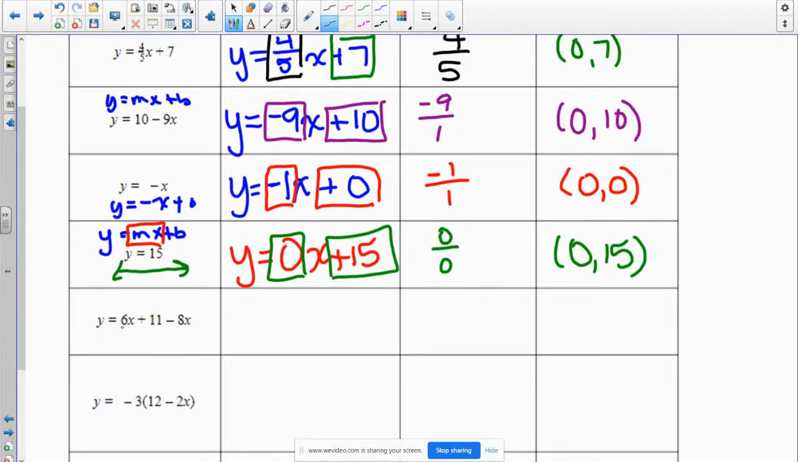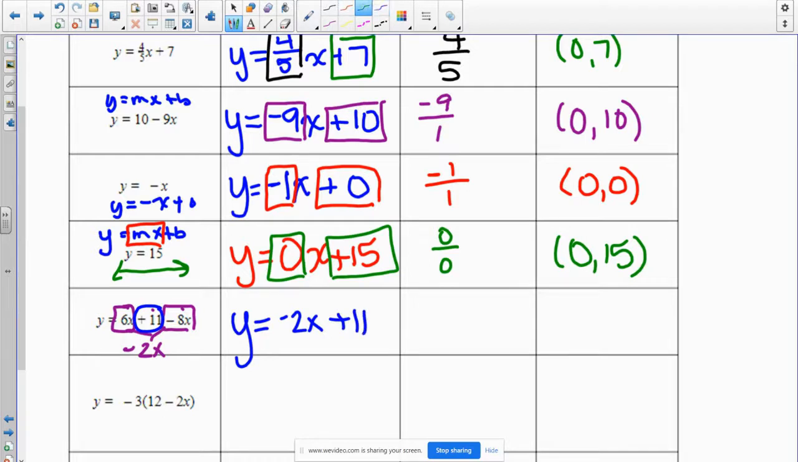This one is going to take a little bit more work. We have to combine like terms, because right now we have 1, 2, 3 terms, but 2 of those terms are alike. So if you look closely, 6x and this negative 8x can be combined together to make negative 2x. So put it in the correct form here. We always put y equals mx, in this case negative 2x, plus the 11 that's still sitting here, which has to be the y-intercept.